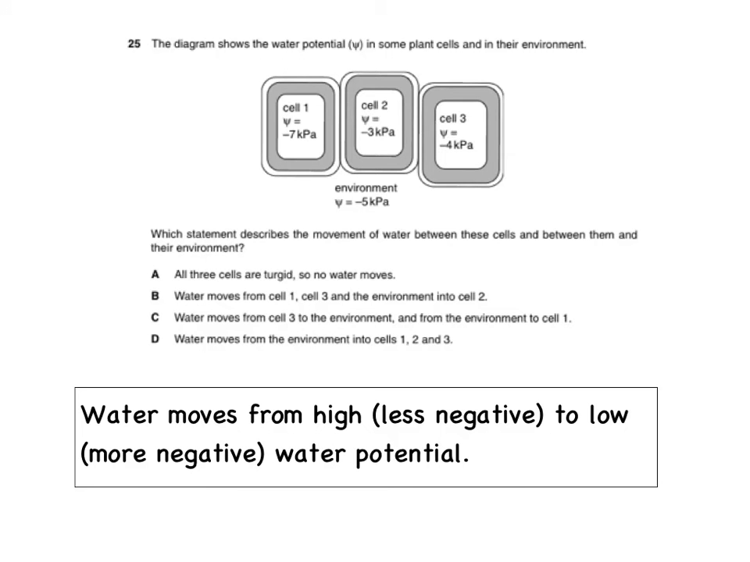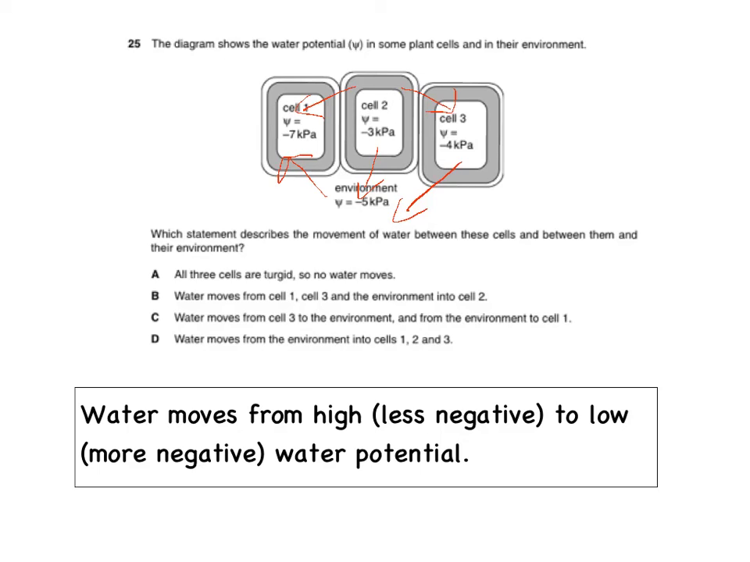I think the best way to answer this question is to draw where the water would move before you worry about what the question is actually asking you to do. So water is always going to move from a high, less negative to a low, more negative water potential. So it's going to move from cell 2 to cell 1, from cell 2 to cell 3, from cell 3 to the environment, from cell 2 to the environment, and from the environment into cell 1.